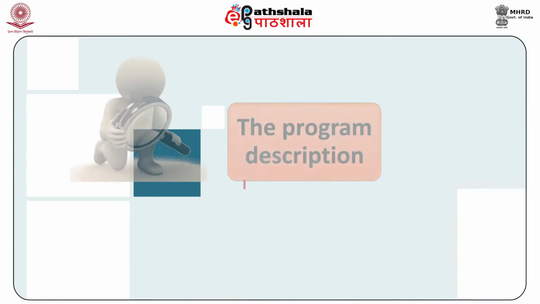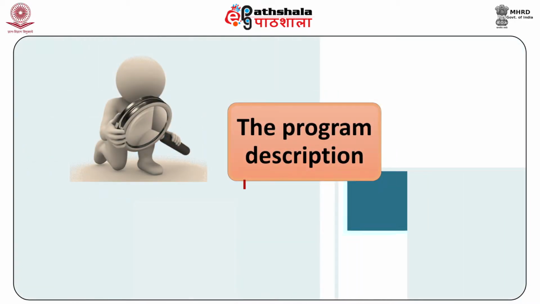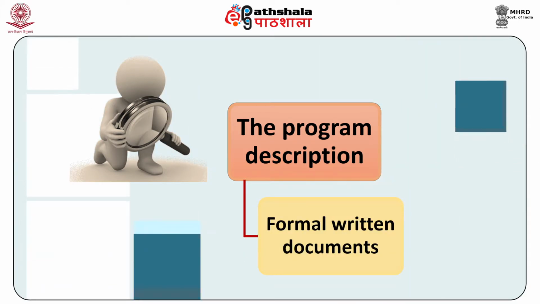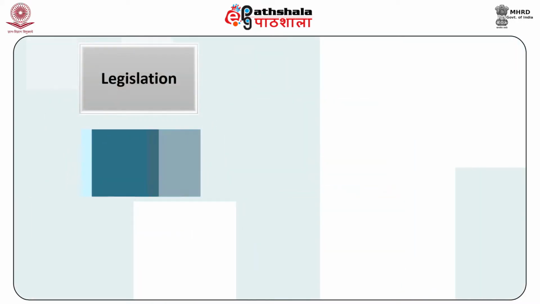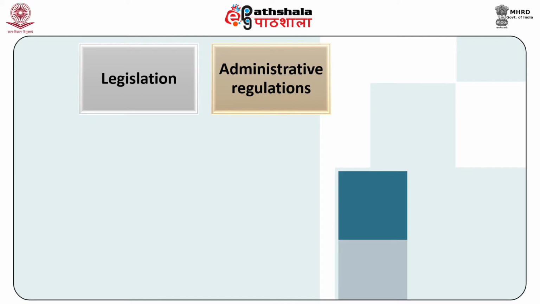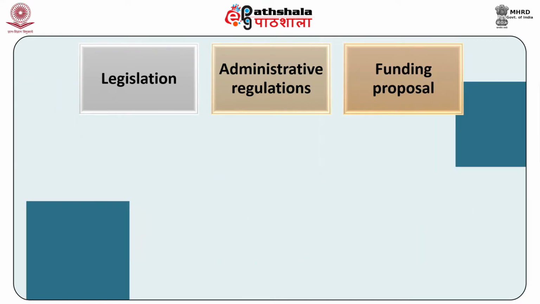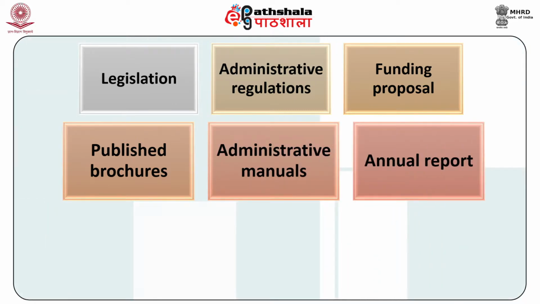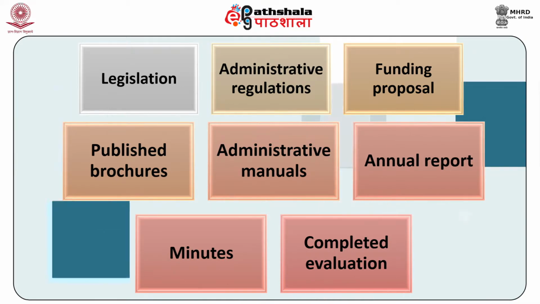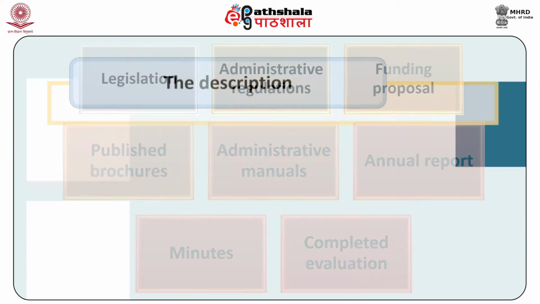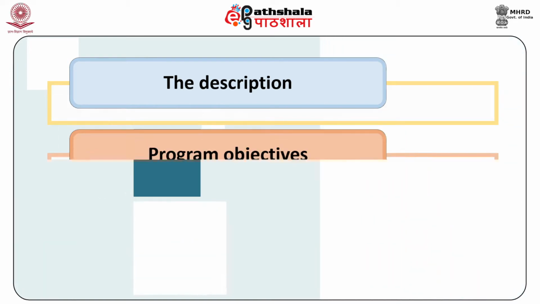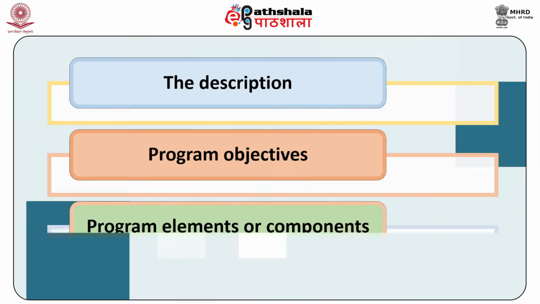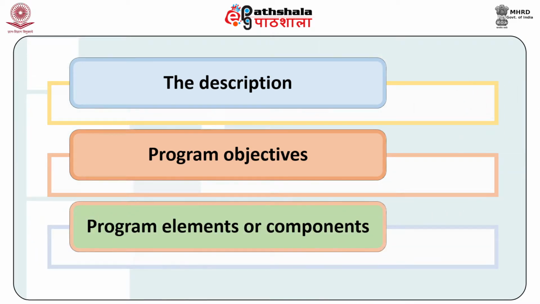Number 1, preparing the program description. A description of the program is written based on formal documentation such as legislation, administrative regulations, funding proposals, published brochures, administrative manuals, annual reports, minutes and completed evaluation studies. The description includes statements identifying program objectives and cross-classifying them with program elements and components.